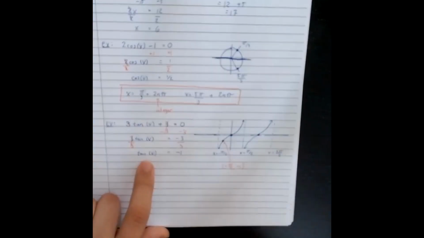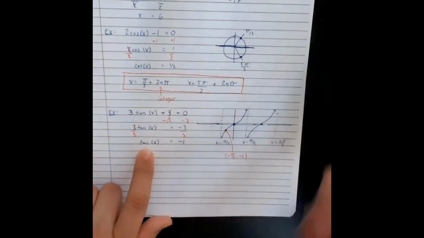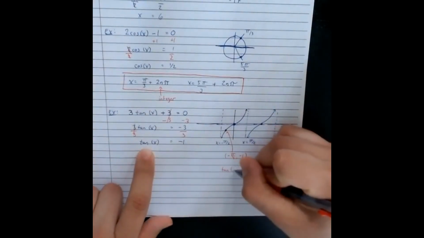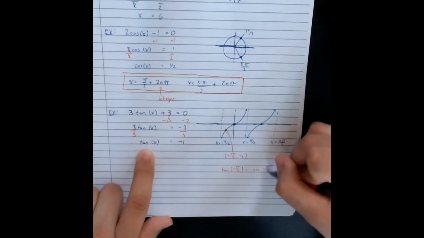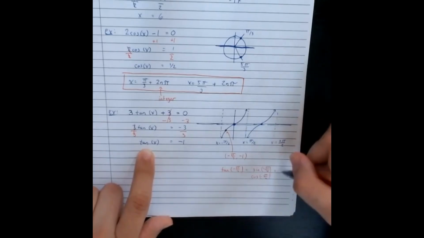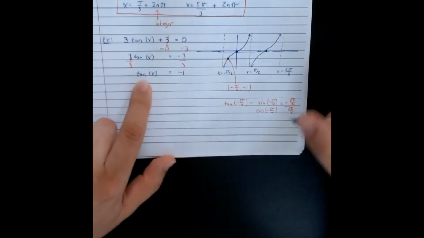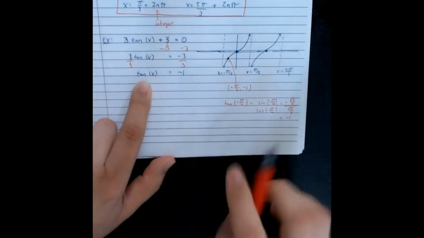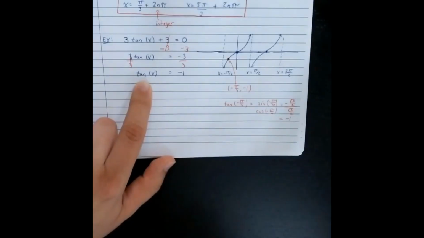And we can check that. The tangent of negative pi over 4 is the sine of negative pi over 4 over the cosine of negative pi over 4. That's the same as saying negative root 2 over 2 over root 2 over 2. And a negative number over the positive version of itself, well, that's just going to be -1. So yeah, that does work out. Negative pi over 4 works out. Okay, so I know one of my solutions is negative pi over 4.